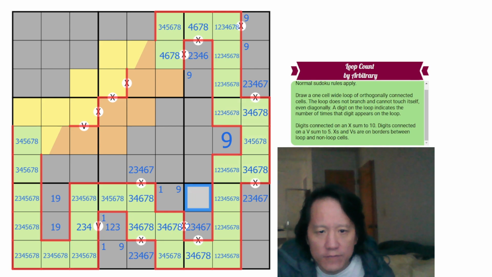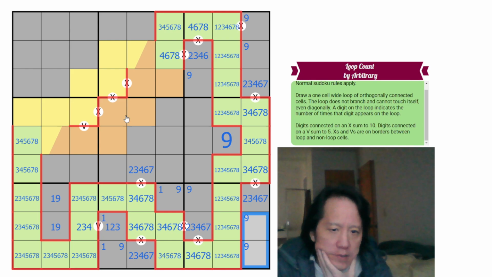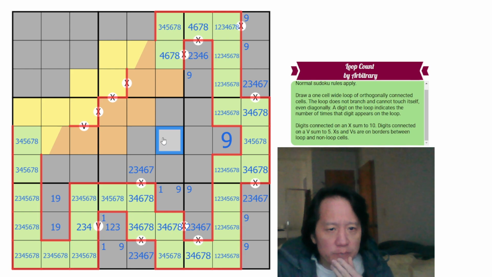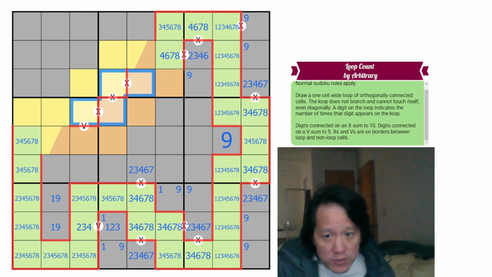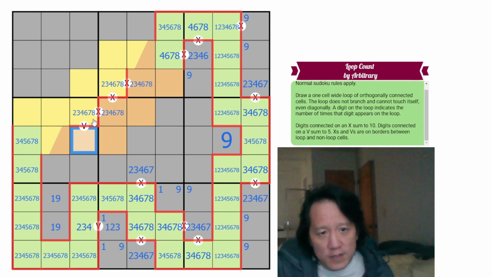9 can be any of these. 9 cannot be here, but it could be any of these 4. We know 1 and 9 cannot be on either side of this. So this has to be 2, 3, 4, 6, 7, 8. Therefore, this and this can't be 6, 7, or 8, so this can't be 2, 3, 4, so this can't be 6, 7, 8. Oh, maybe that's helpful. This has to be 1, 2, or 3.